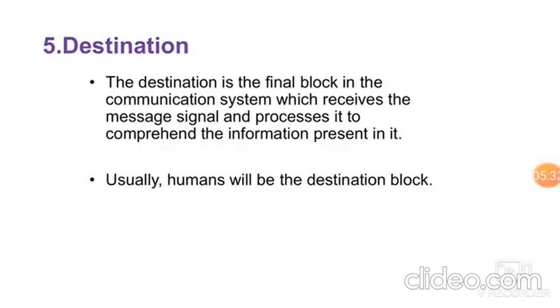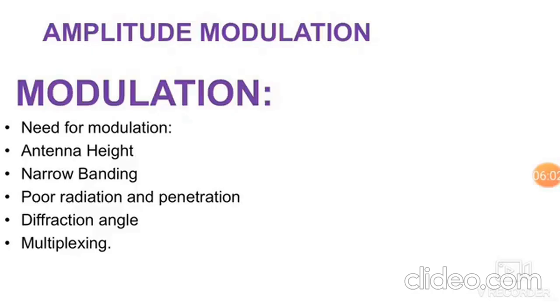Finally, the destination receives the modulated signal. At the destination point, the original signal should be separated from the modulated signal. The function of the destination is to receive the original message signal, or information, or modulating signal at the final point. Usually a human will be the destination block. So these are the basic blocks of any type of communication system.